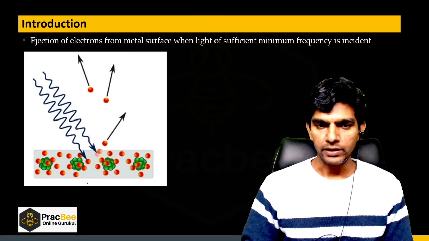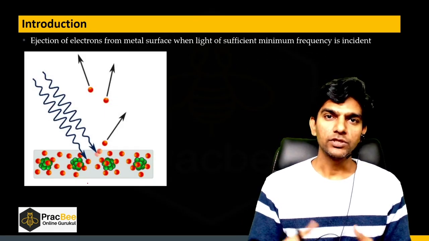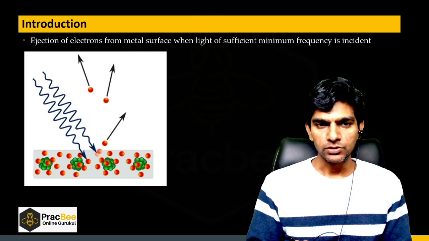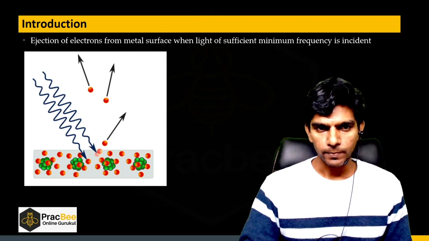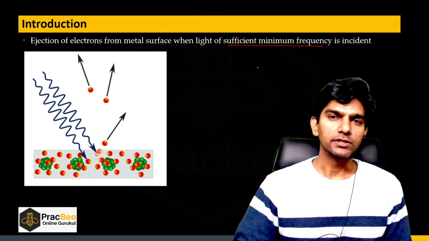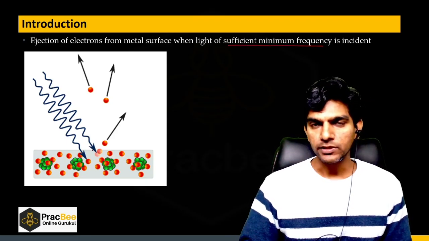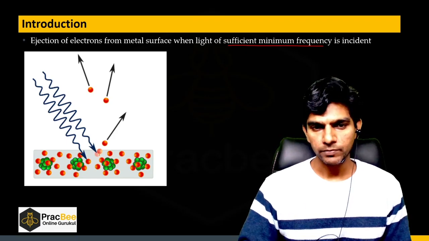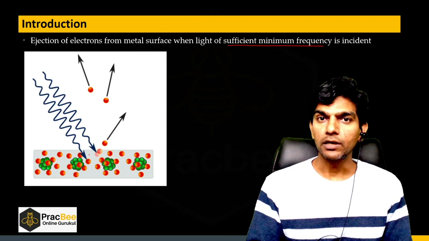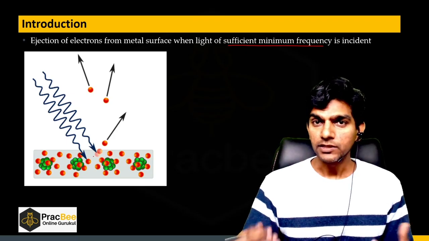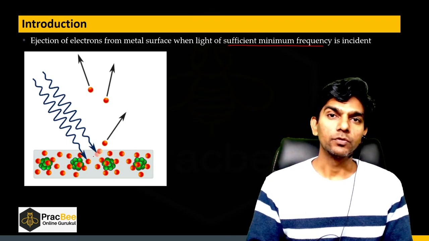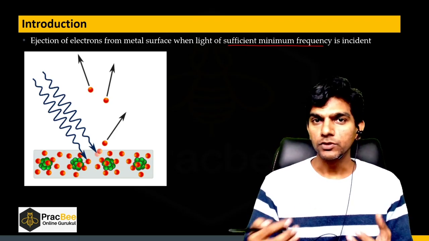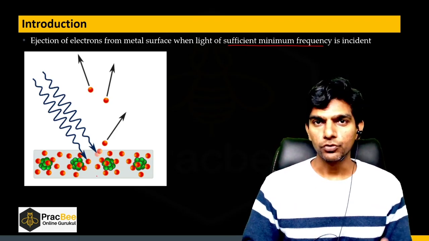Suppose we have a metal surface, and we know that in metals we have free charge carriers, which are roaming freely inside the lattice. If we incident photons of sufficient minimum frequency, and that photon is absorbed by those loosely bound electrons, there is a possibility that the electron will come out of the metal surface. This phenomenon of ejection of electrons from the metal surface is known as photoelectric emission, and the electrons which come out are known as photoelectrons.